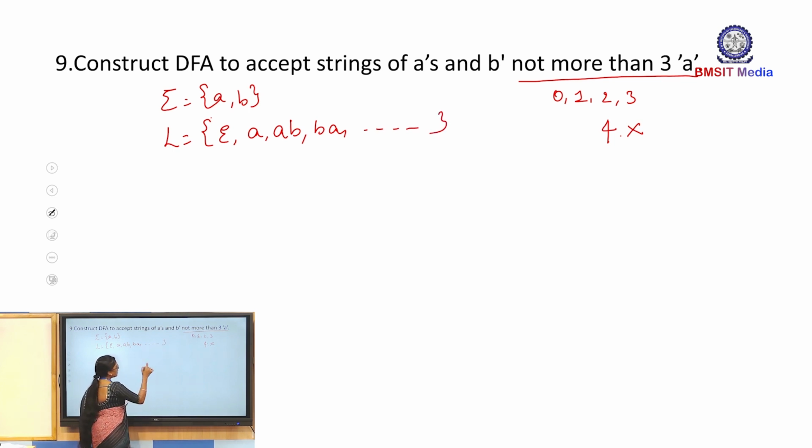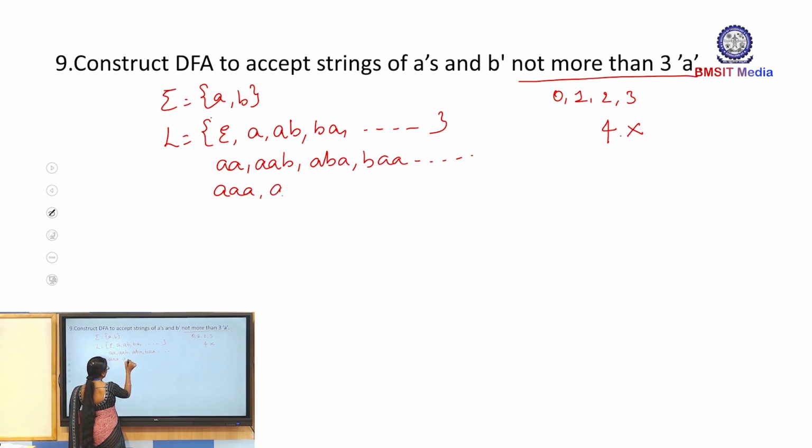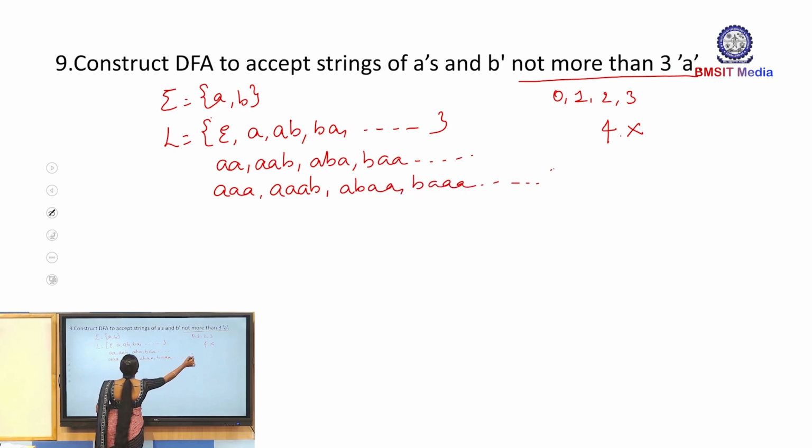Again, for 2 occurrences of A's, I can have AA, AAB, ABA, BAA and so on. For 3 occurrences of A's, I can have 3 A's followed by B, ABAA, I can have B followed by 3 A's and so on. So all these strings can be accepted. Now how do I construct a DFA for this? It should accept epsilon, a single occurrence of A, 2 occurrences of A as well as 3 occurrences of A.